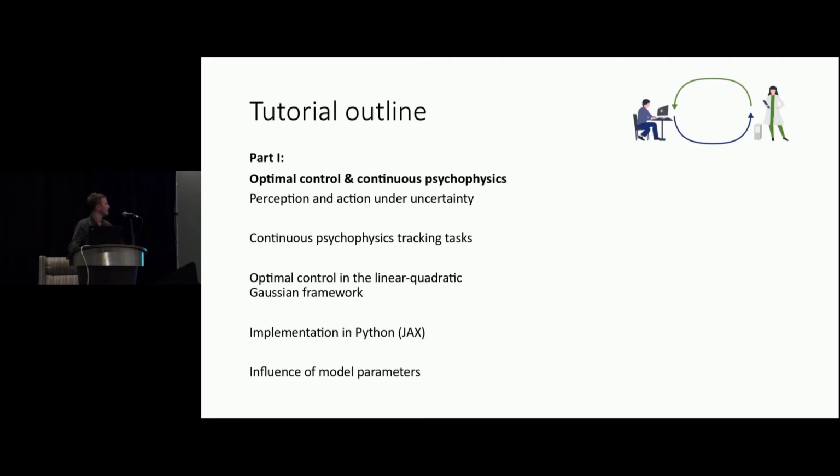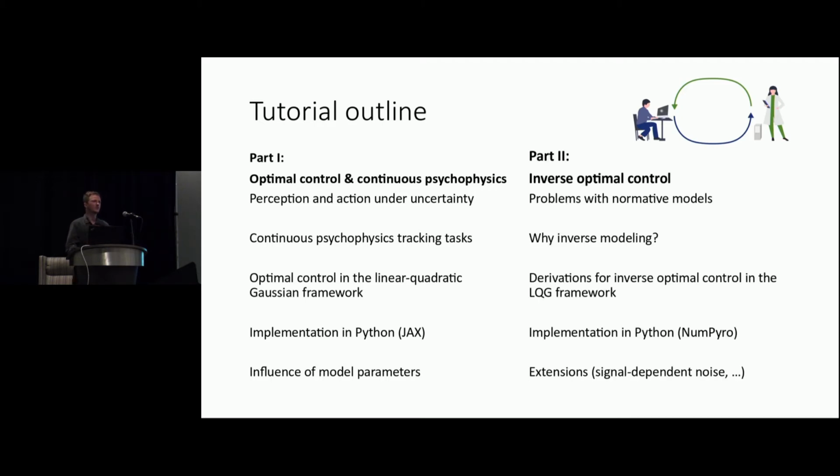So what's the plan? The first part will be about optimal control in continuous psychophysics, and I'll start with some general thoughts and conceptual points about modeling perception and action under uncertainty. Then I'll introduce continuous psychophysics tracking tasks in a bit more detail and tell you why they are so cool as a new way of doing psychophysical measurements. Then I'll talk about how to model them as optimal control, specifically in the linear quadratic Gaussian framework. And then I'll show you the implementation in Python, and we'll look at the influence of some of the model's parameters in a bit more detail.